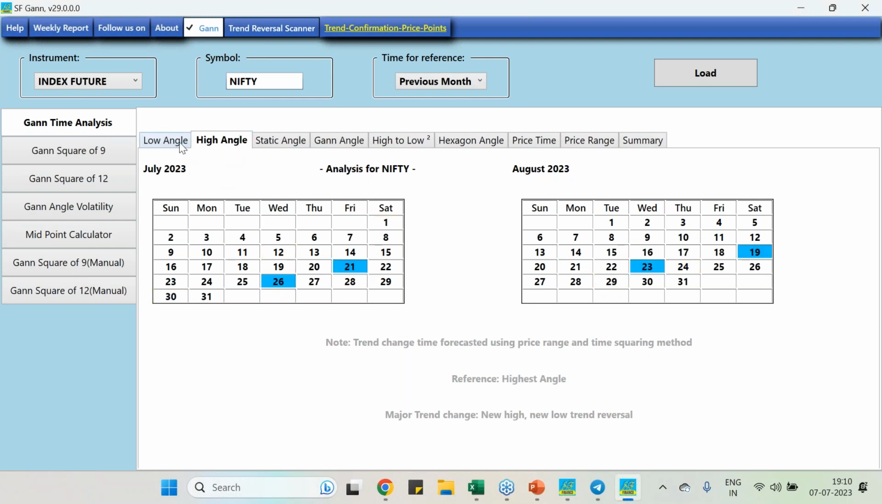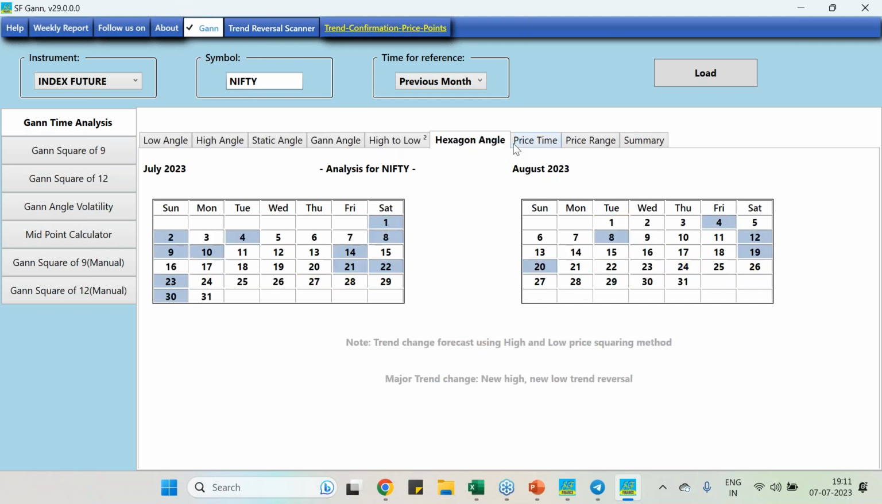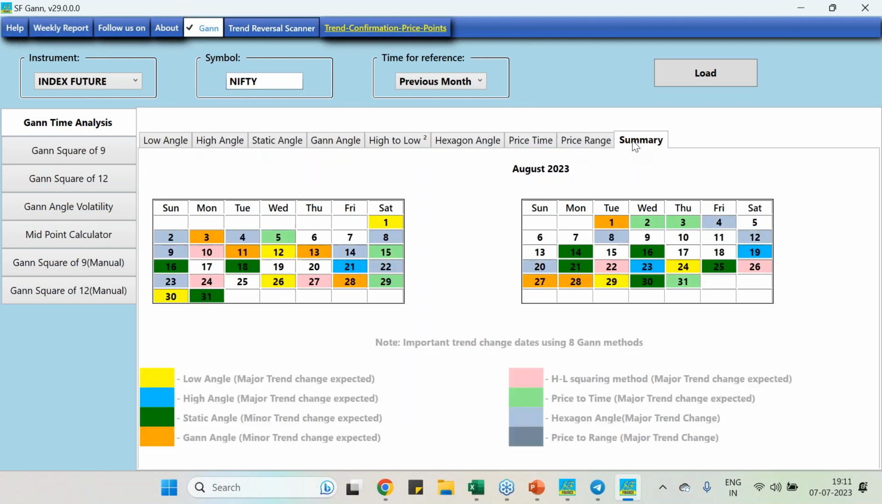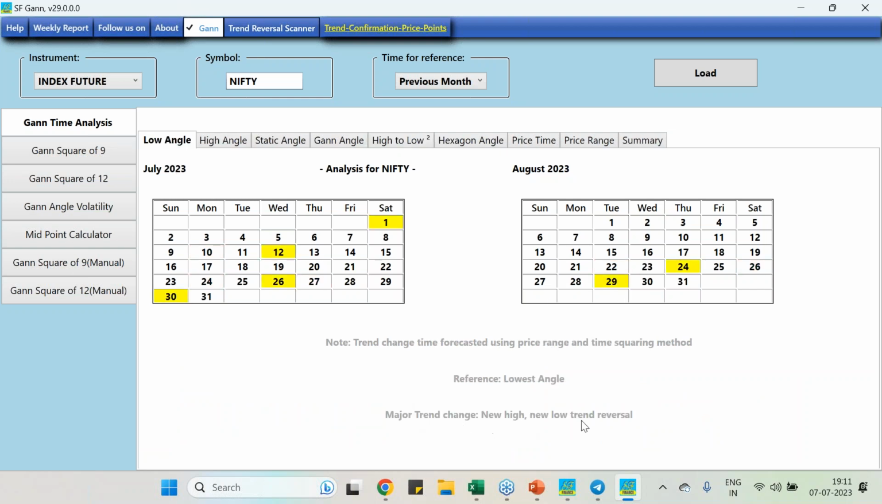So look, all these things have come. It gets refined a little. Some things we used to take art, squaring we used to put, slight differences come. So high angle, low angle, static angle, Gann angle, high low square, hexagon, price time, price range, summary has come. We have given so many trend reversal dates here. This is a major trend change date. New high can form, new low can form, trend reversal can happen.